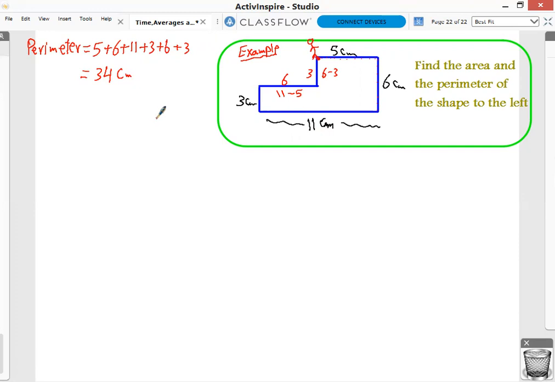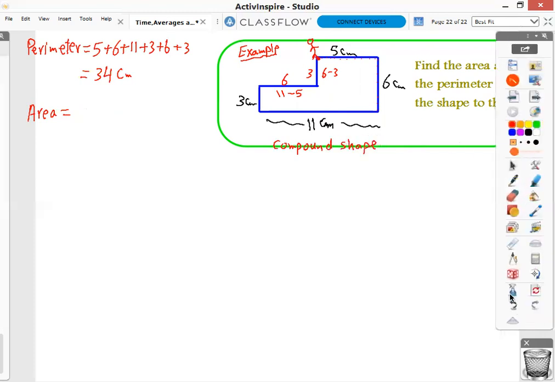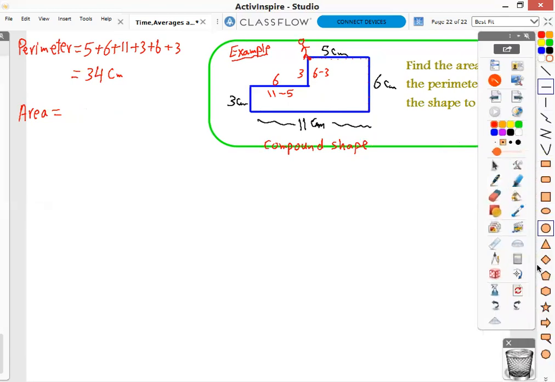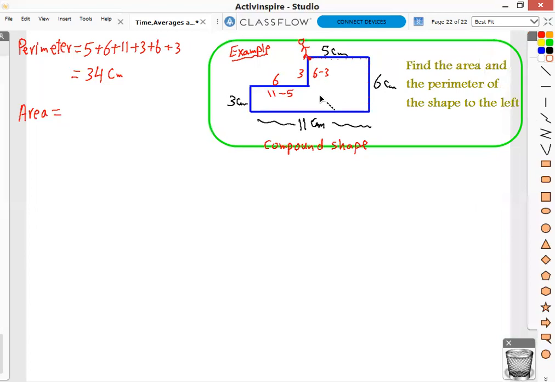Okay, 34 centimeters. Now about the area, you must make a plan for it. About the area, you must divide your shape into 2 shapes because it's a compound. This is a compound shape. It's not one shape. Like what? We can divide it using a dashed line like that. It will be like that. You see?